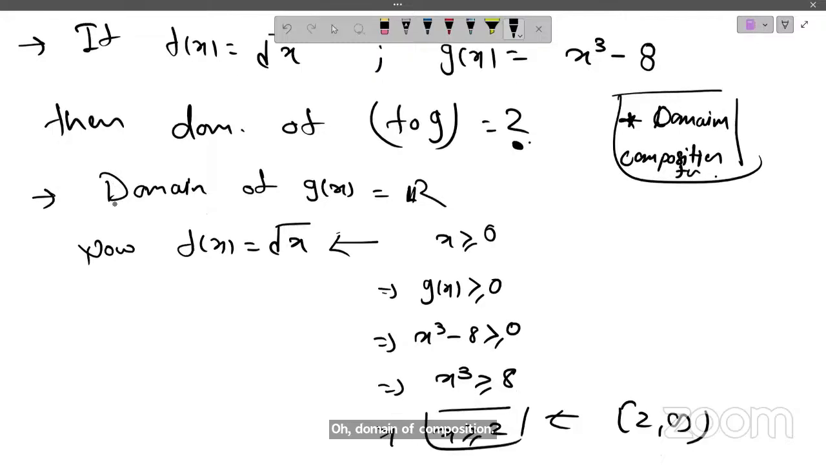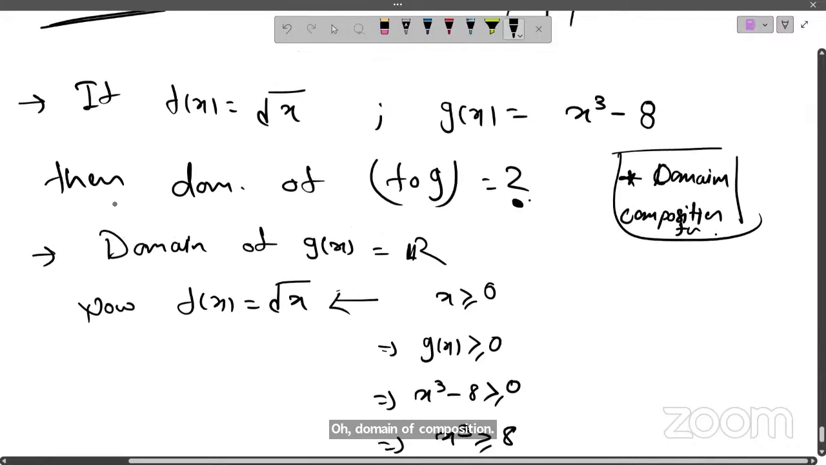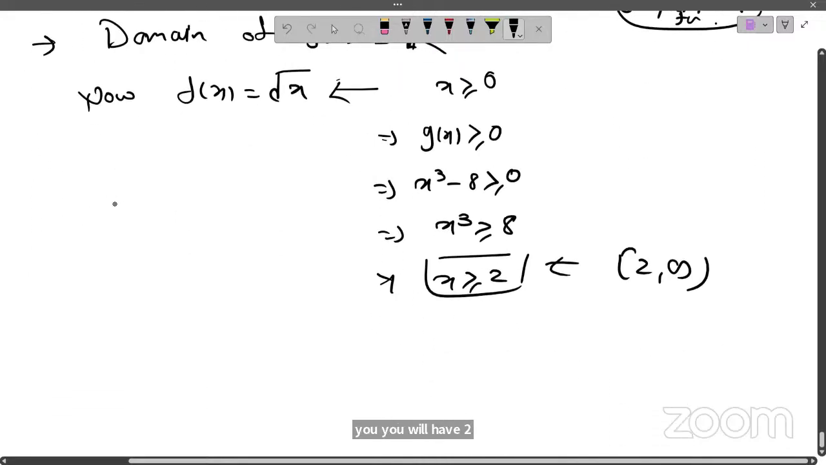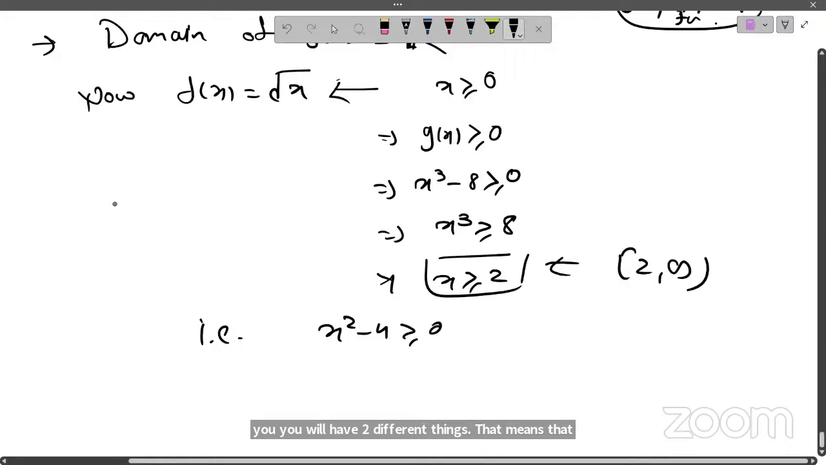Ma'am, if it would have been x squared minus 4, for instance, then what? X squared minus 4, then you will have two different things. That means your x squared minus 4 should be greater than or equal to 0. So we can distribute into two parts, that is (x minus 2) into (x plus 2), correct? This should be greater than or equal to 0.